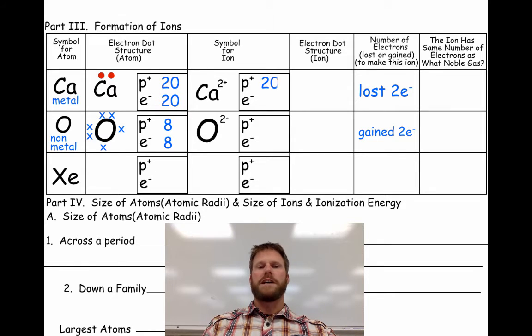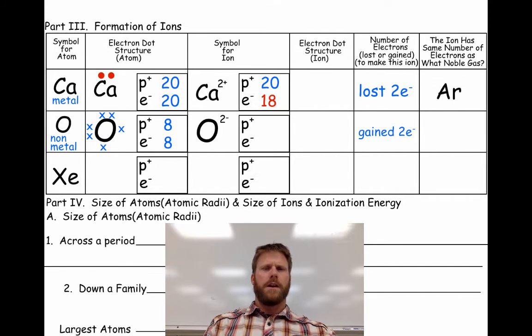So the number of protons in these ions do not change. Calcium is still going to have 20 protons, but now it's lost 2 electrons. It's going to have now 18 electrons. Well, now if calcium ions have 18 electrons, that's the same electron configuration as argon. Argon also has 18 electrons.